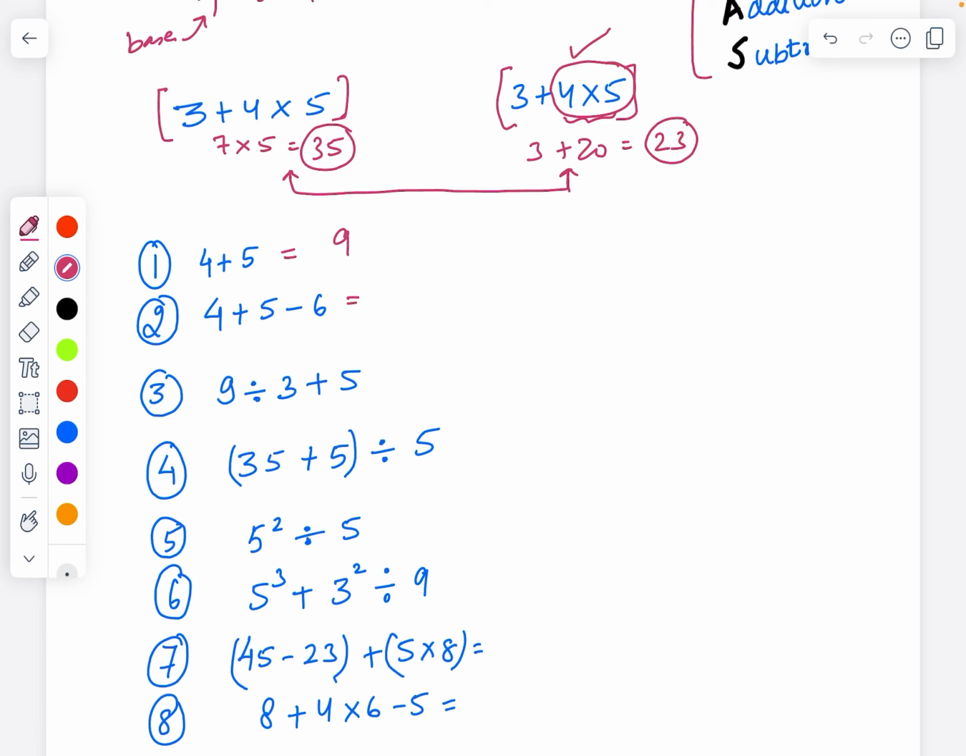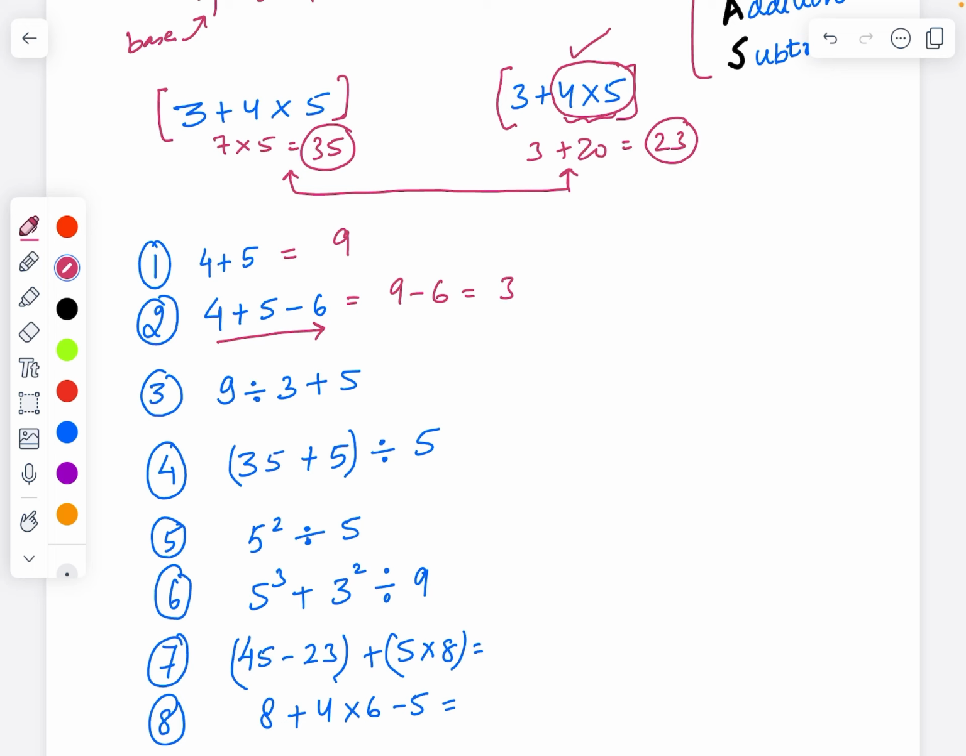So remember that whenever you have addition or subtraction only in the expression, you can go from left to right and solve whatever comes first. So 4 plus 5 is 9. 9 take away 6 is going to be 3, and 3 is the correct answer. Now let's come to the next question.